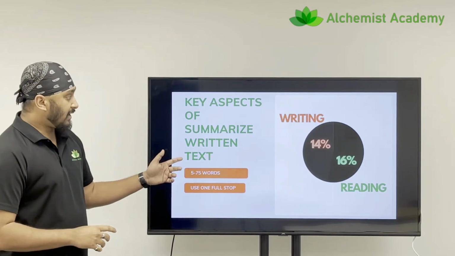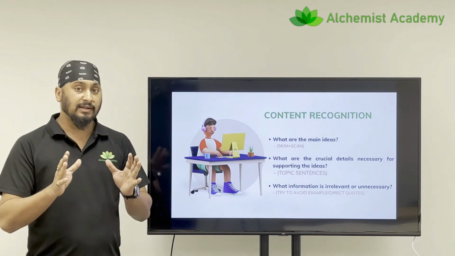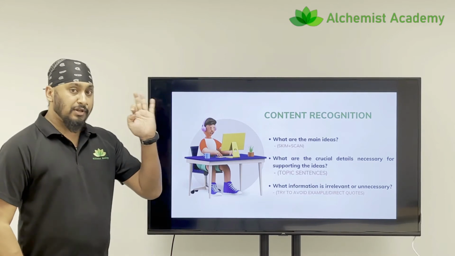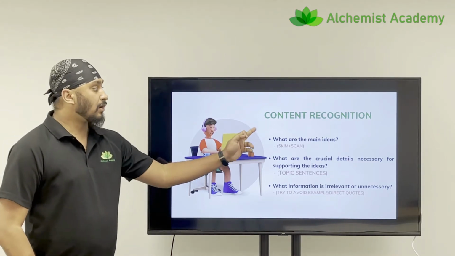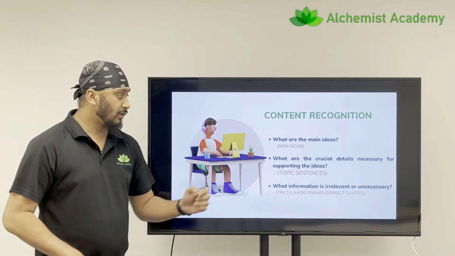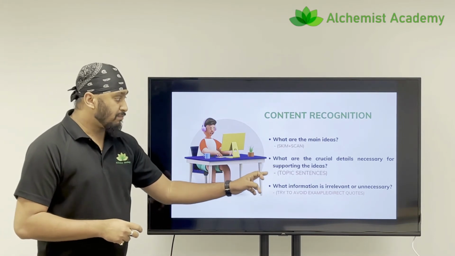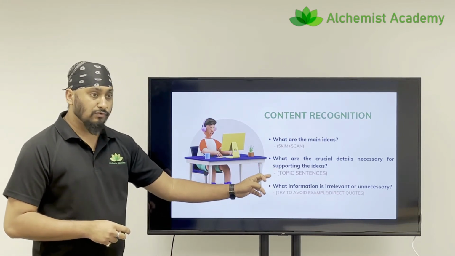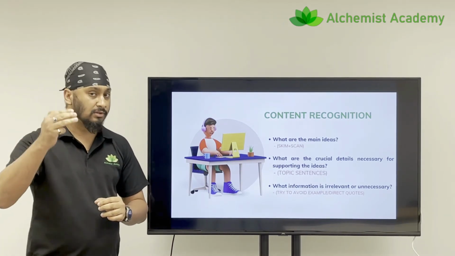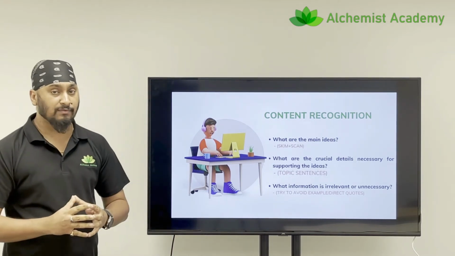If you go further and have a look in this, you must focus on content recognition. Now, for content recognition, there are three questions you should always ask yourself. What is the main idea of the summary? So for that, you need to skim and scan the question. Number two, what are the crucial details necessary for supporting those main ideas? You need to focus on topic sentences. Now, topic sentences can be found through intro, conclusion, or conjunctions. When I'm solving these questions, have a look, how do I identify topic sentences?